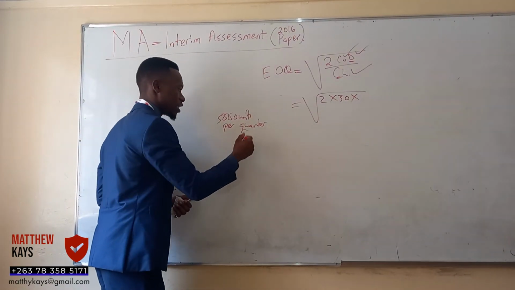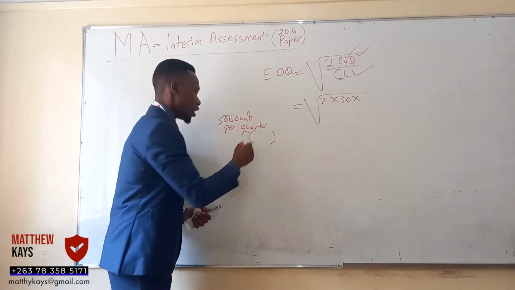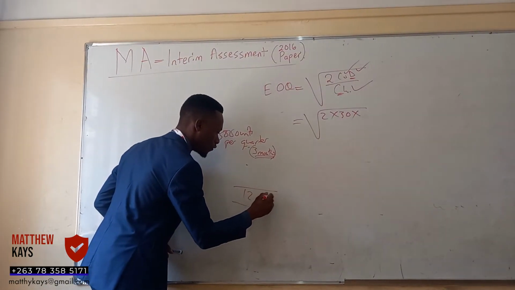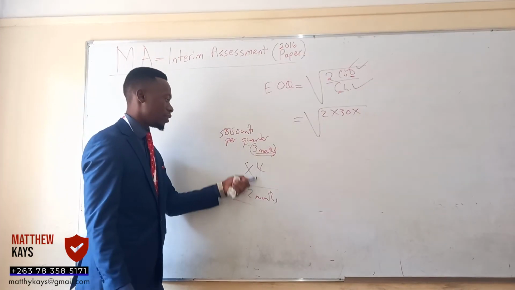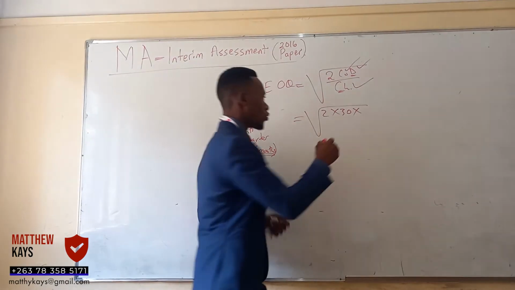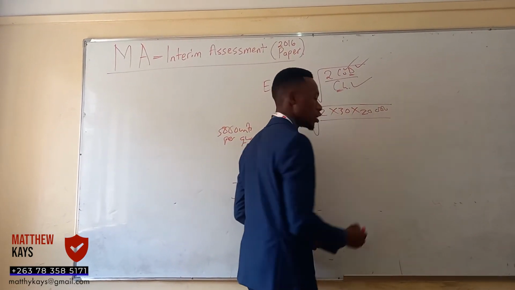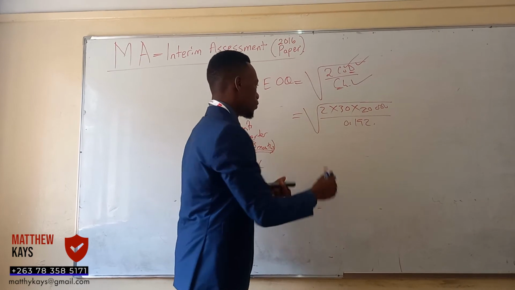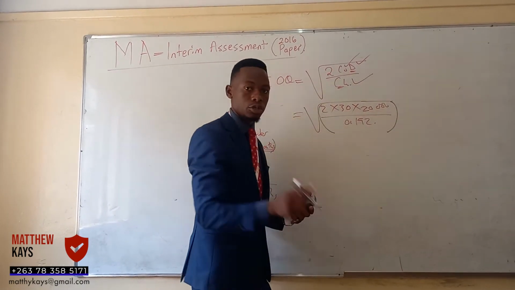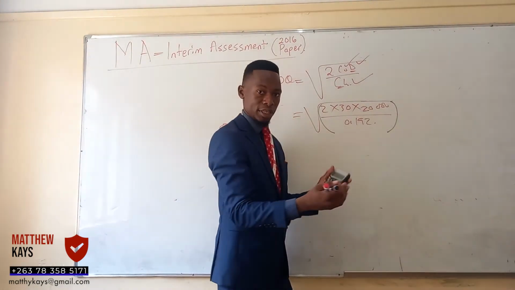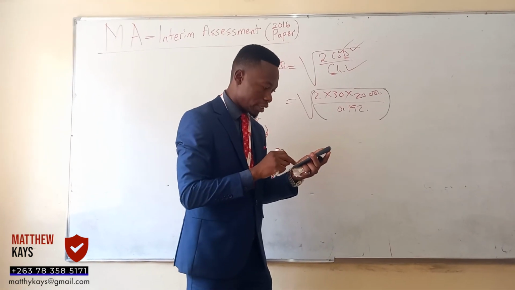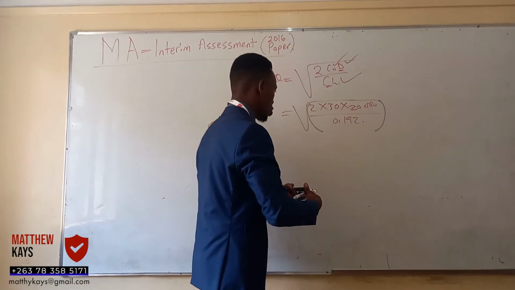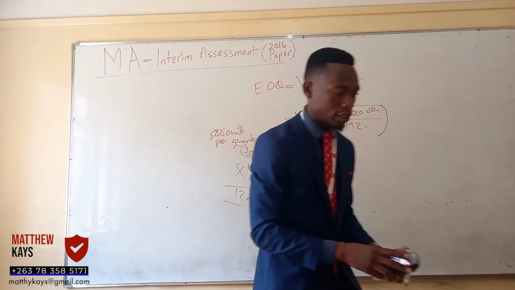But it's 5,000 units per quarter, so if I need per year, what do I do? Per quarter is how many months? A quarter is 3 months. So for you to get the 12 months, you multiply by 4. 3 by 4, that's 12 months. So 5,000 by 4, I'll get 20,000 over my Ch, 0.192. Allow me to open a bracket here and close it here, so that when I divide, it will still be within the bracket. So square root of 2 by 30 by 20,000 divided by 0.192, close bracket, I'll get 2,500 units. So the correct answer is C.